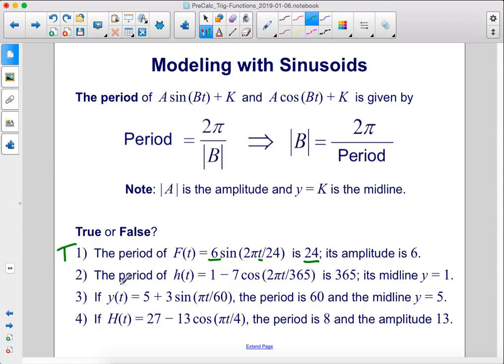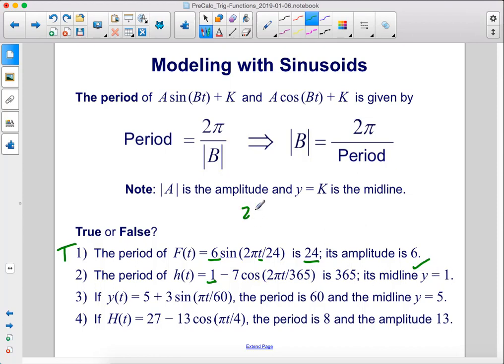Alright, next. The period of h of t equals 1 minus 7 cosine of 2 pi t over 365 is 365. Its midline is y equals 1. Well, its midline is y equals 1, because that's our k value. So this piece is true.